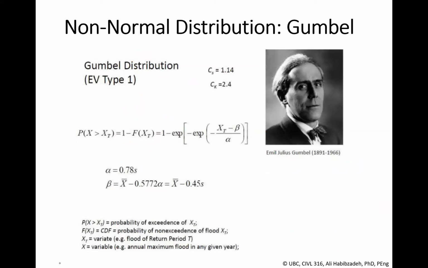He looked at other types of distributions for different events, but the one that he has for floods is EV1. EV stands for extreme value type one. And he noted that for floods, they don't follow the normal distribution. Their PDF has a skewness of 1.14 and a kurtosis coefficient of 2.4. Based on this, he came up with an equation for the distribution. I'm not gonna use that complicated, scary equation, but just know what it looks like.